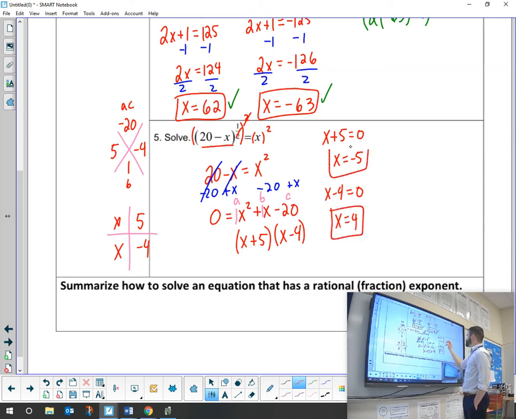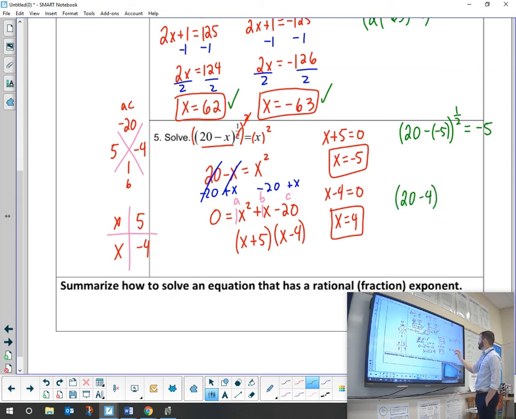So both of these are answers, but one of them might be extraneous, so we have to plug it back in and check. So we're going to take my original equation and plug both of these back in. We're going to go 20 minus negative 5 to the 1/2 and be like, okay, does that equal negative 5? Because we have an x over here too. My other one, we're going to go 20 minus 4 to the 1/2 and say, does that equal 4?